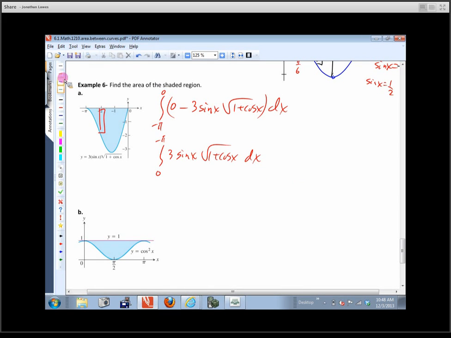How do you do the problem, though? How do you find the antiderivative? Very good. What would u be? 1 plus cosine x, and du would be negative sine x dx. I don't need the negative, and I do need a 3, so I'm going to multiply this by negative 3. du equals 3 sine x dx. And then you can finish it off, right? Okay.